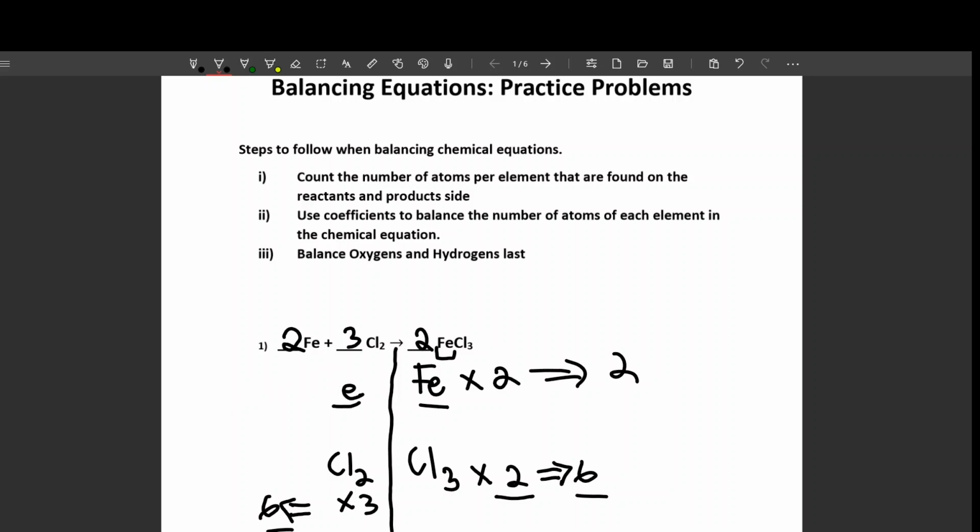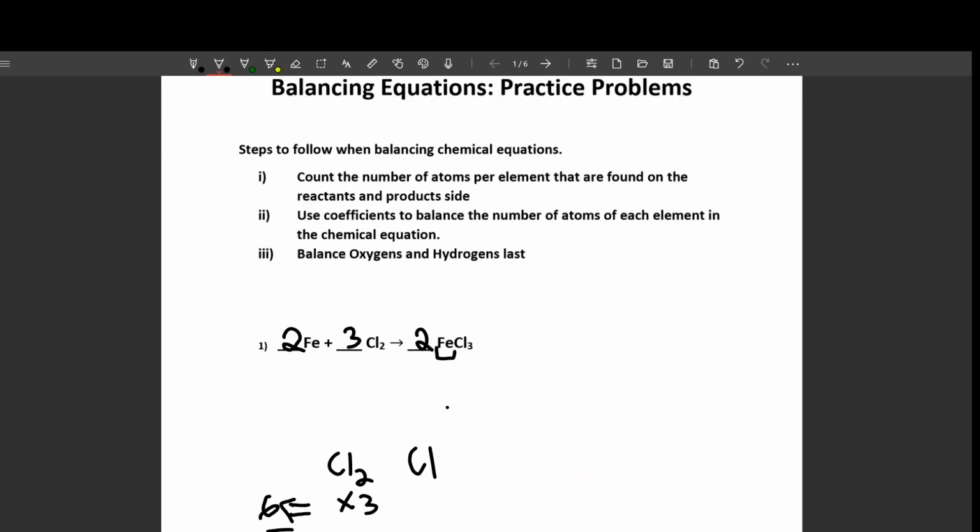Now, I forgot to include this in the steps to follow when balancing equations. But I think it's really important to basically always verify that you have correctly balanced your equations. And how can you do this? Basically, repeat step one.